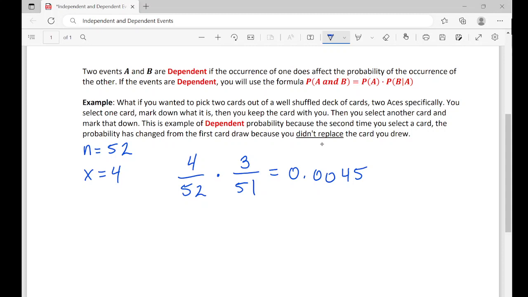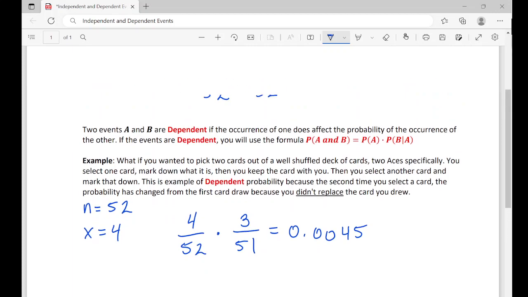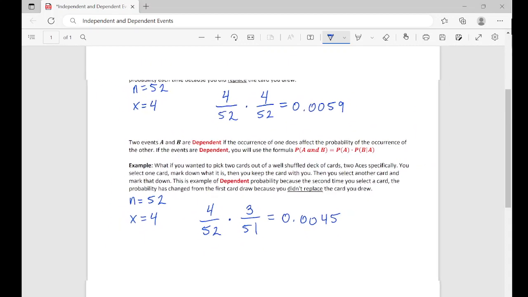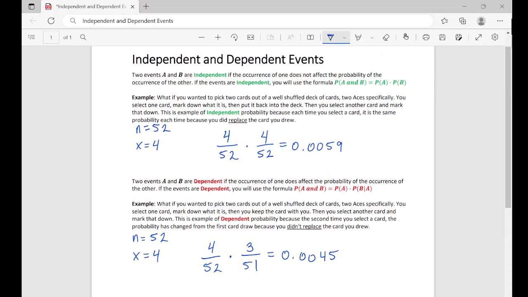So a dependent event changes the probability from the first event to the second event, whereas an independent event does not change. So we can see both of these together, that while the probabilities are not too far different, 0.0059 and 0.0045, it is enough to change the probabilities and make it a completely different answer. So you need to be careful whether you're having an event that is independent or something that is dependent.